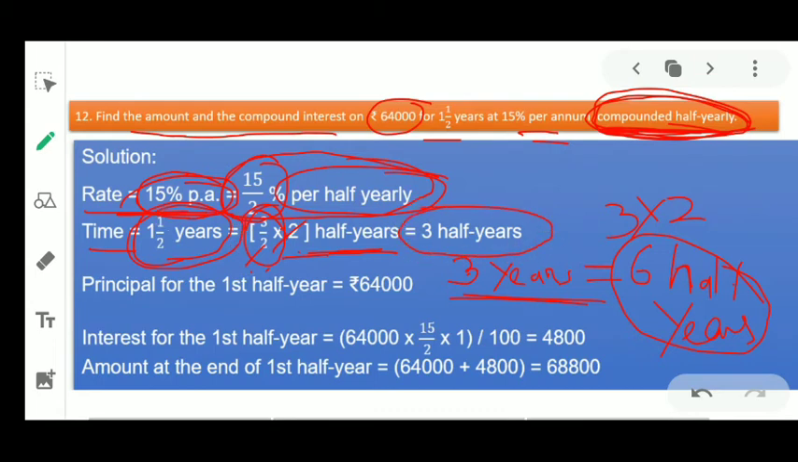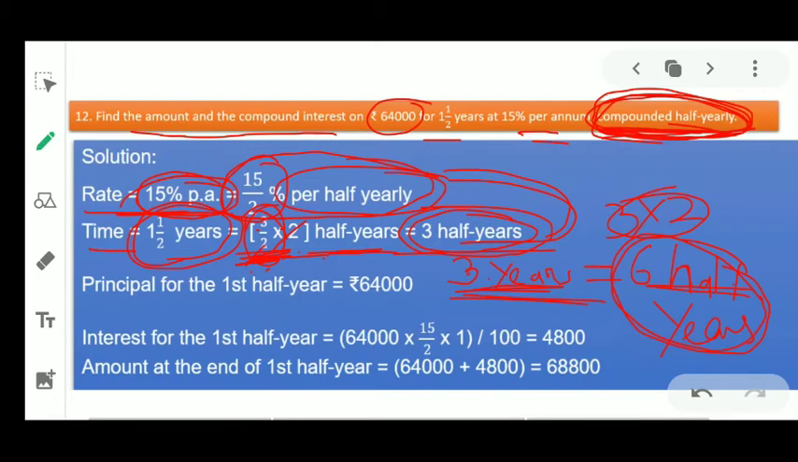Clear? 3 years can be written as 6 half years. Yes or no? Because if you multiply 3 years by 2, it will give 6. The 3 by 2 years can be written as 3 half years if you multiply by 2. Here 2 will be cancelled, then we will have 3 half years. Clear? If you see the phrase compounded half yearly, then you will have to follow these two extra steps.